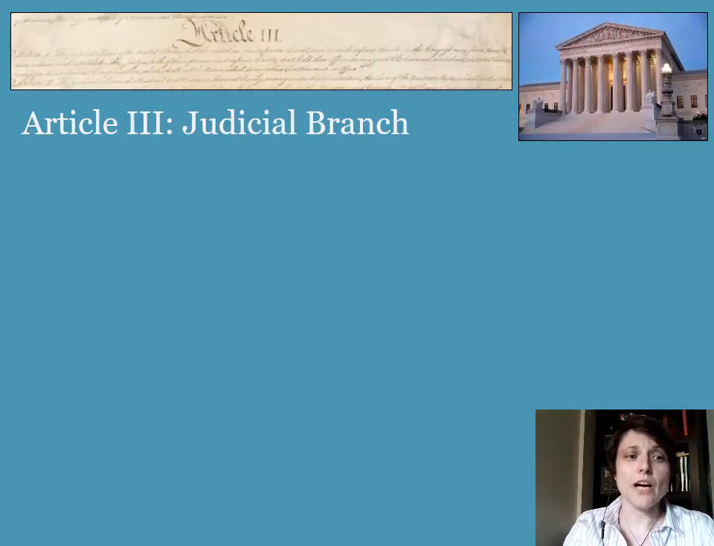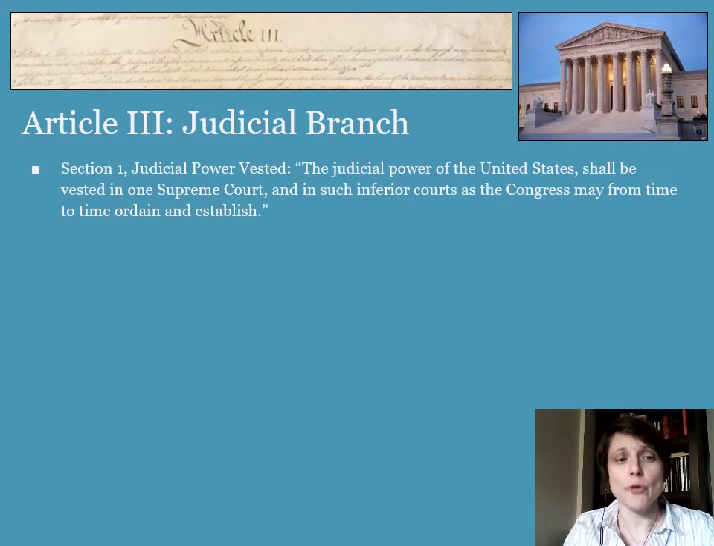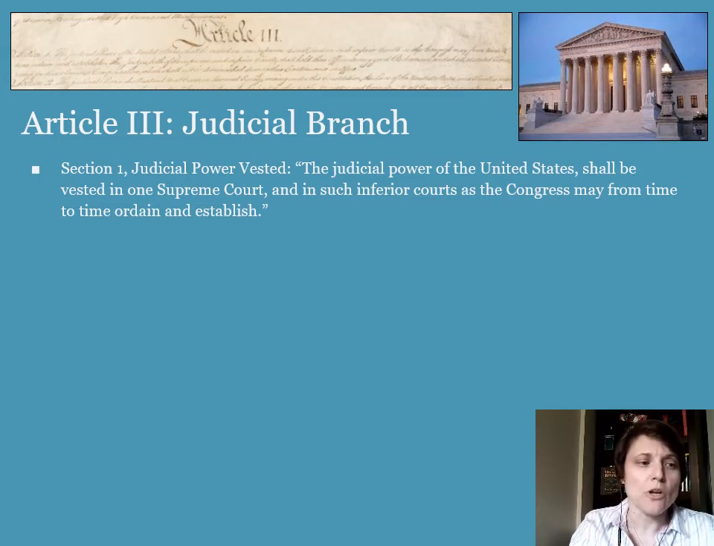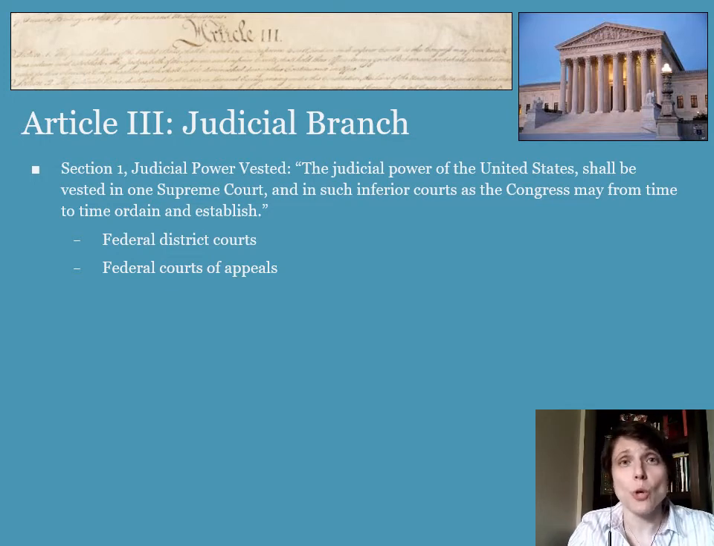Article 3 of the Constitution creates the U.S. Supreme Court, which is actually the only court specifically created by the Constitution. However, Article 3 grants Congress the power to create additional courts and place them basically under the Supreme Court, so they are subject to the authority of the U.S. Supreme Court. Our federal district courts and our courts of appeals, also called circuit courts or appellate courts, were created by Congress and they fall under the Supreme Court.